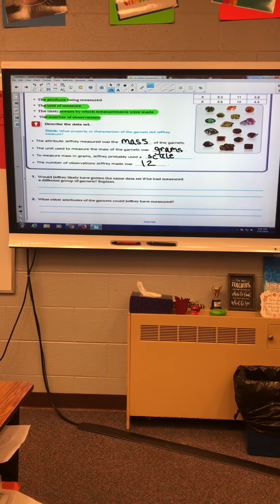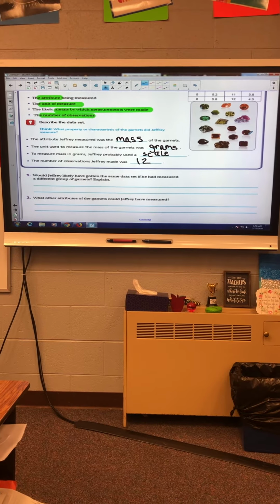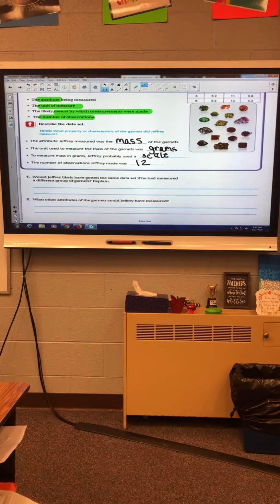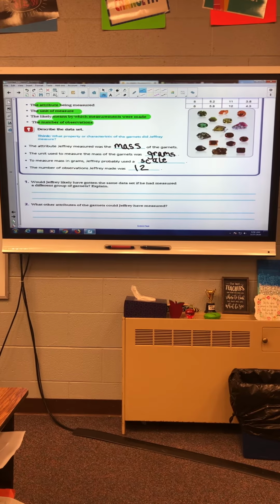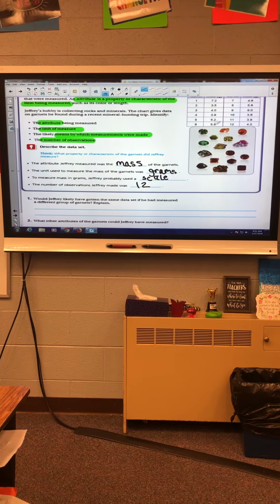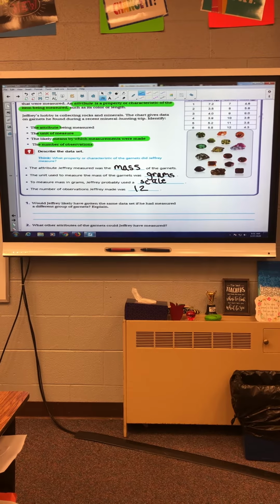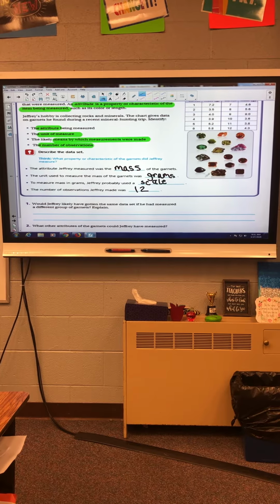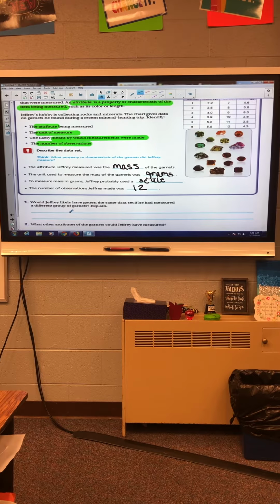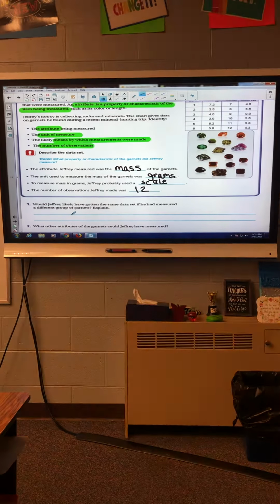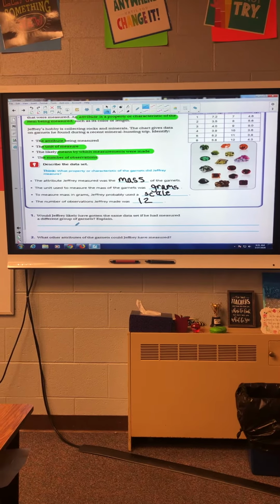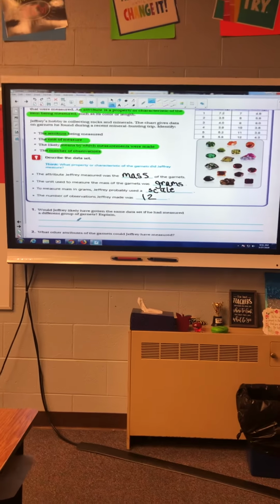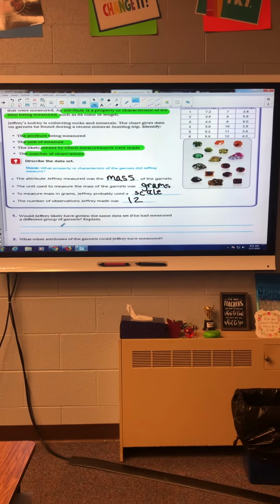Question 1, would Jeffrey have gotten the same data set if he had measured a different group of garnets? Explain. Well, the answer there, boys and girls, is probably not. Because, as you can see from the data set, each garnet weighed a different amount. So if he chose 10 completely different garnets, he was probably gonna have a different group, or a different set of data.